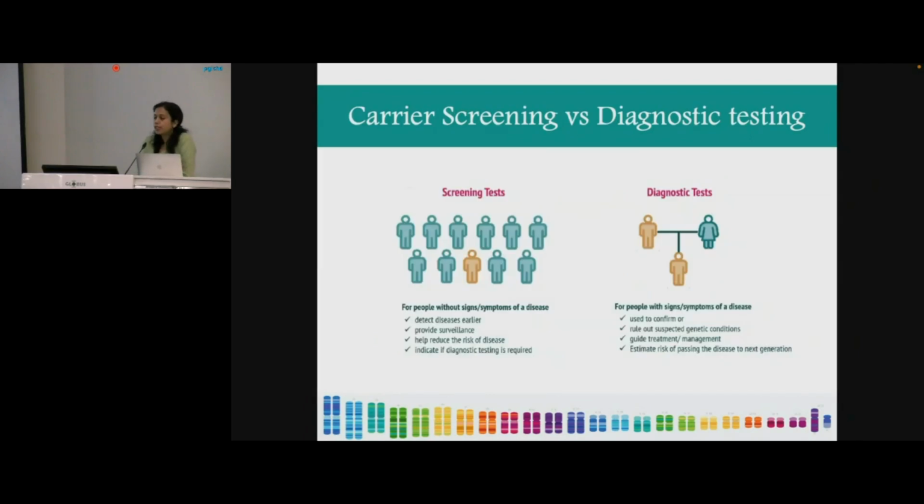Before going deeper into the different diagnostic tests, let us understand the difference between a screening test and a diagnostic test. Screening tests are intended for people or a population who are not showing any symptoms, who are asymptomatic, whereas a diagnostic test is used and targeted for persons who are actually symptomatic. There are a few advantages of screening tests: you can detect the disease at a very early stage, you can provide surveillance based on the screening test, it can help to reduce the risk of disease, and it can also indicate whether further diagnostic testing is required or not.